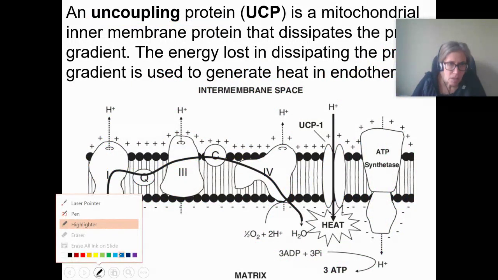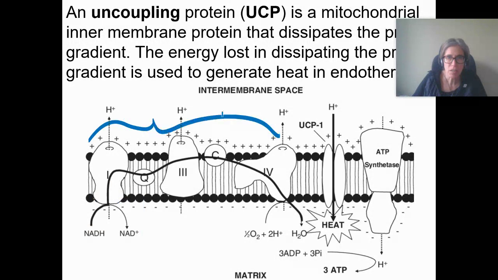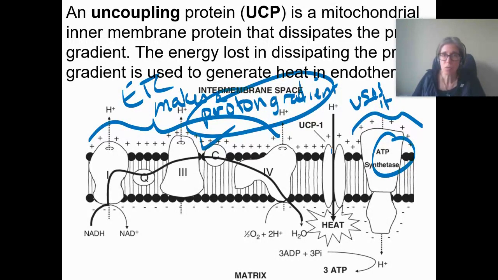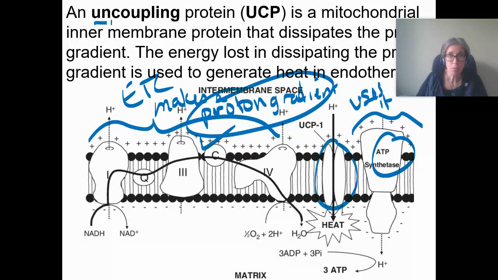Let's do it this way. The electron transport chain makes a proton gradient. And then ATP synthase uses it, right? So they're coupled. The thing that links the electron transport chain with ATP synthase is the proton gradient. And so this thing is called an uncoupling protein.